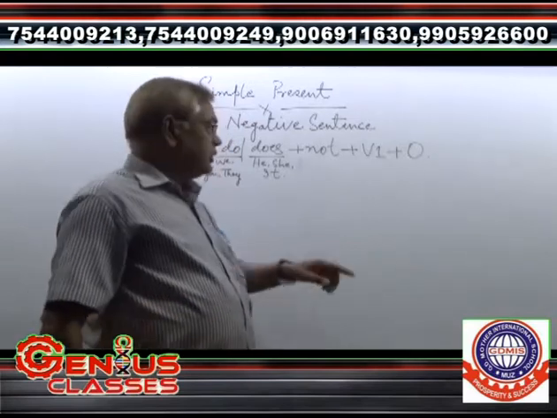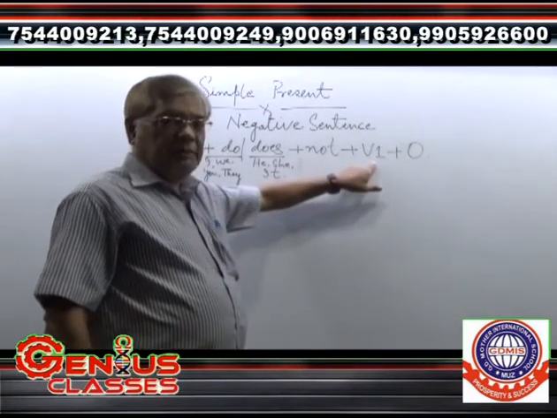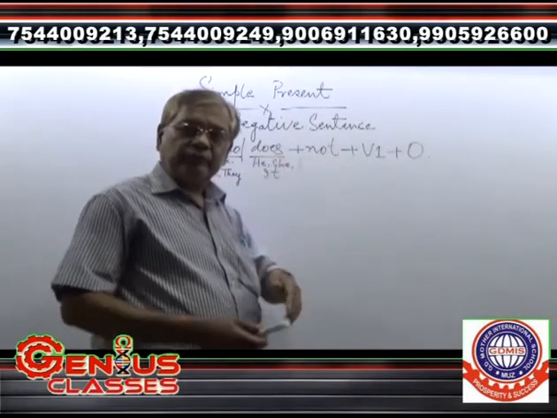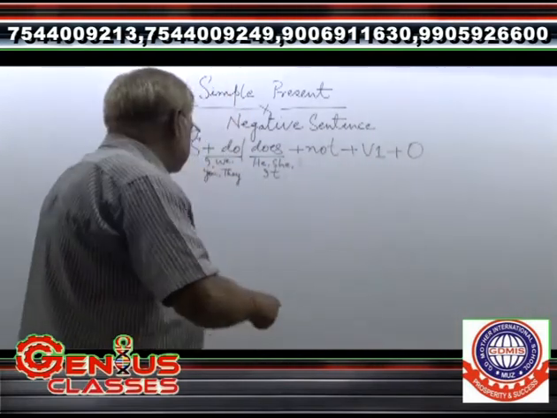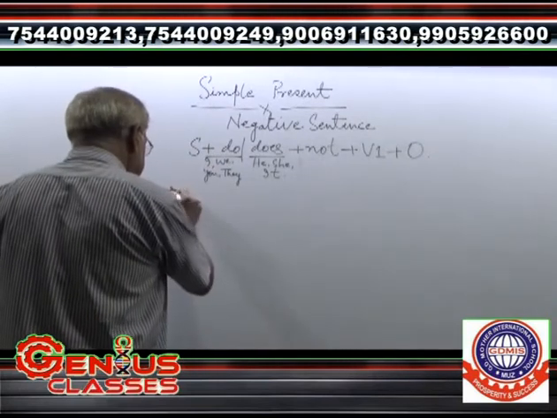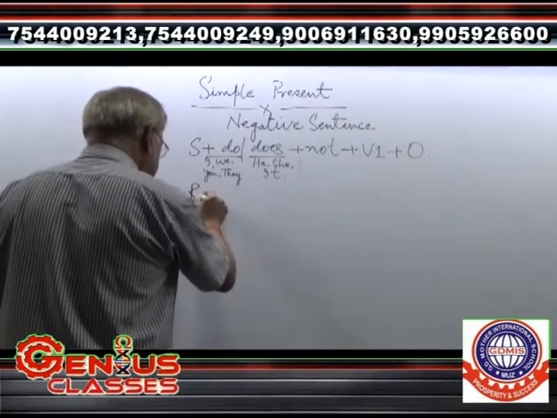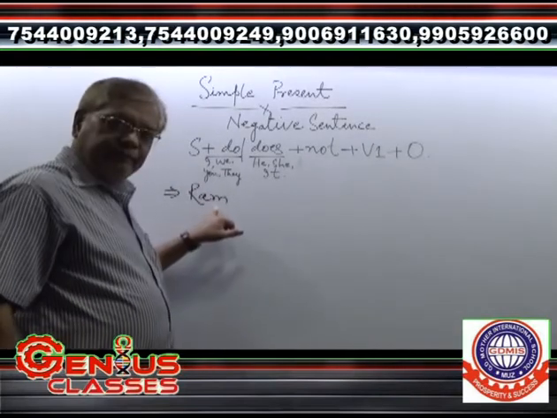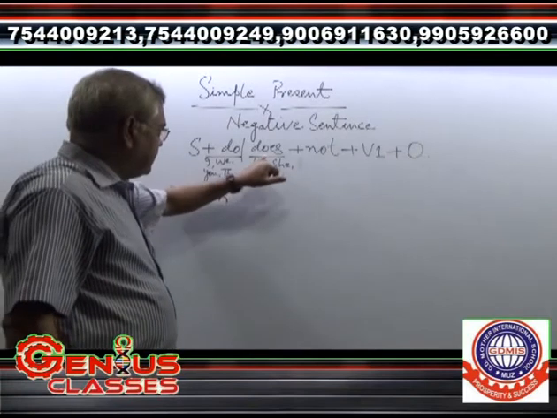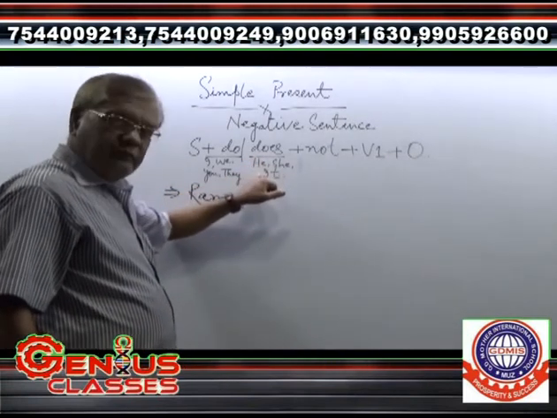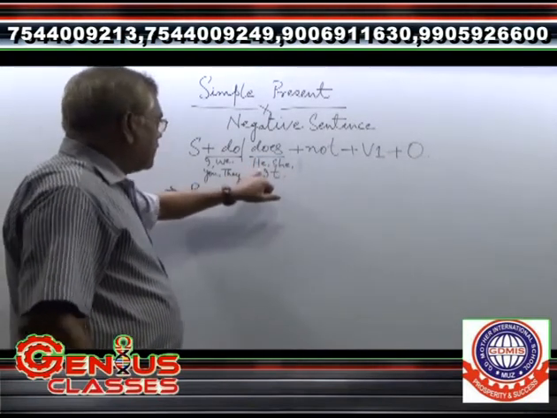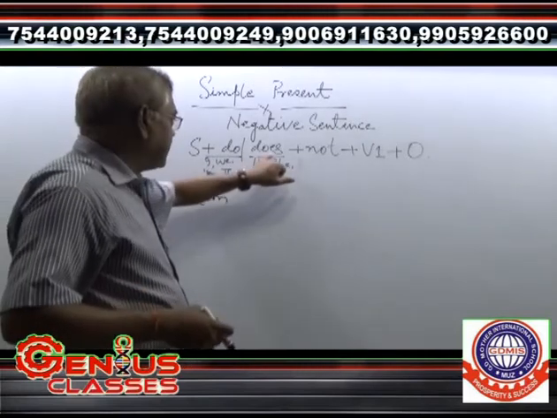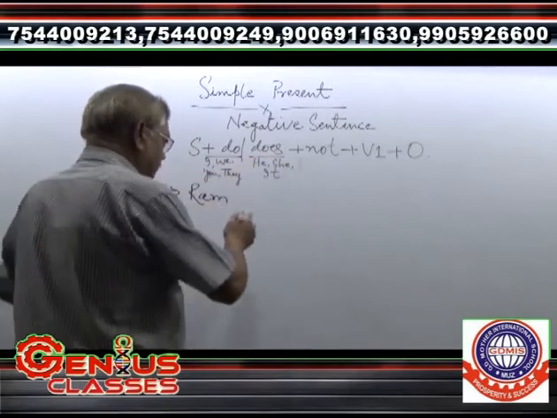So the main verb is only used as V1, plus object. One sentence that I am writing: Ram is a boy. That will come under the he category. So what we apply with respect to he is does. So I will also write here does.